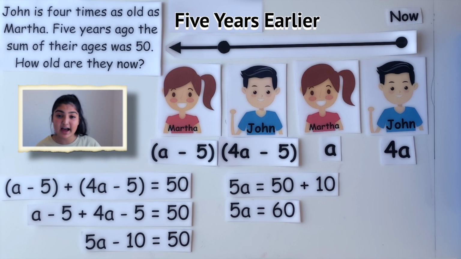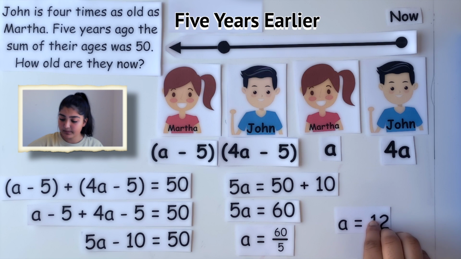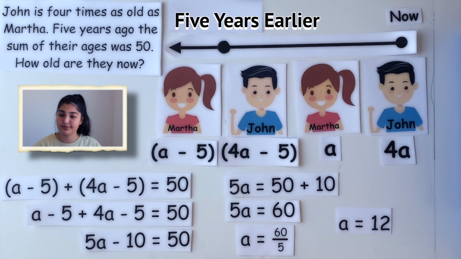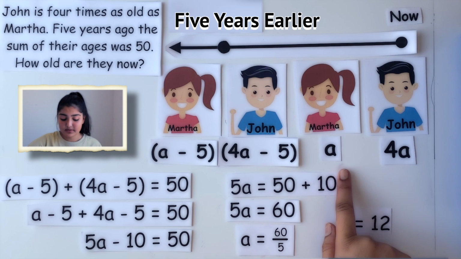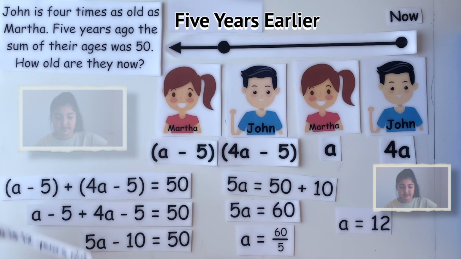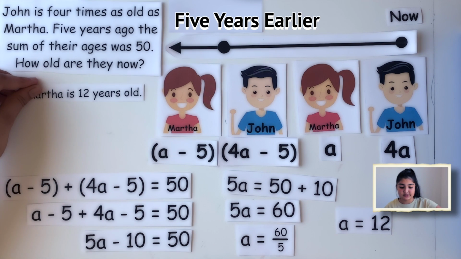Finally, to find A, let's take 5 to this side of the equal sign. A is equal to 60 over 5, or A is equal to 12. So now we know Martha's age now. Martha is 12 years old.